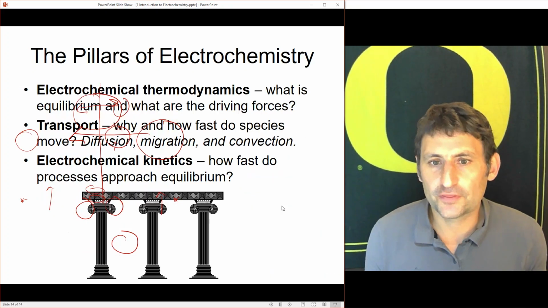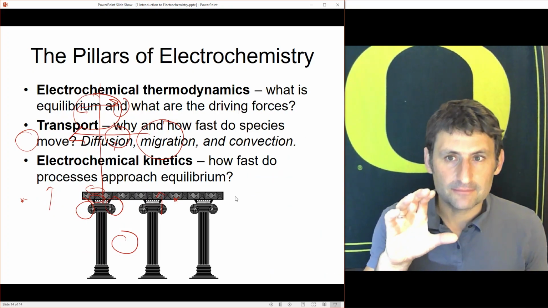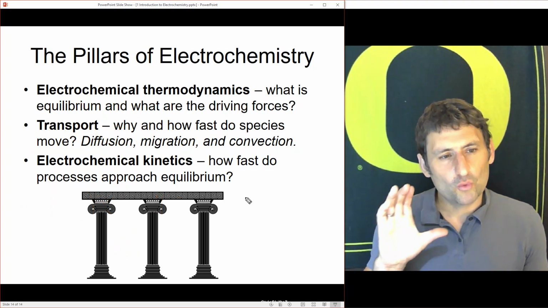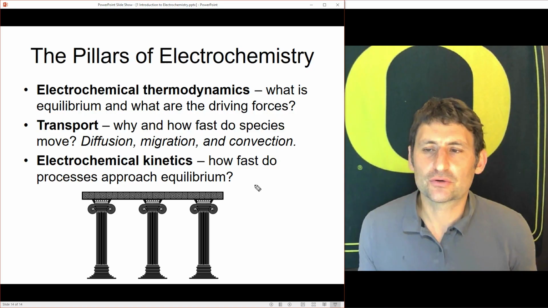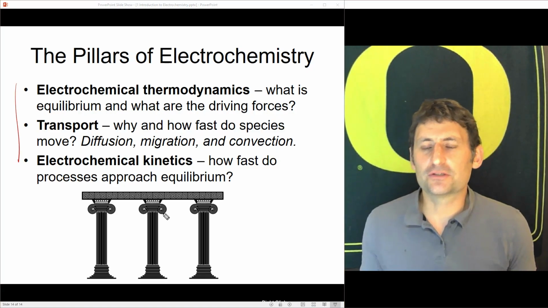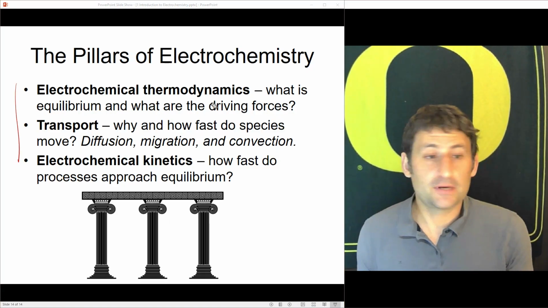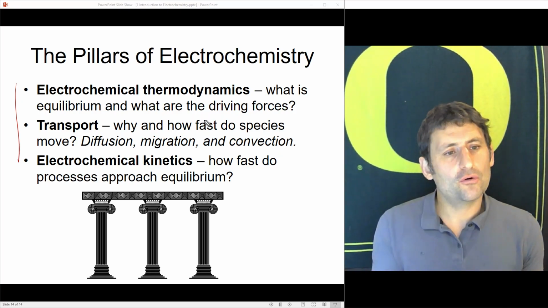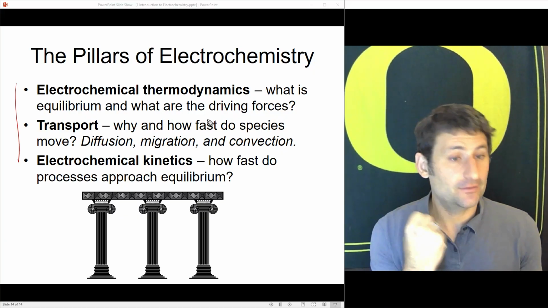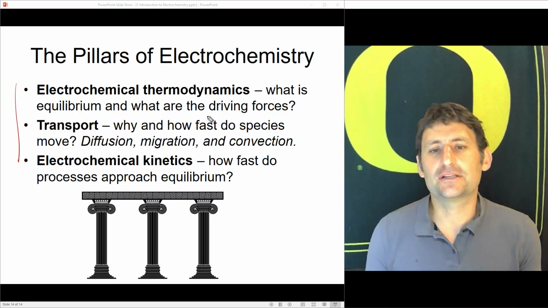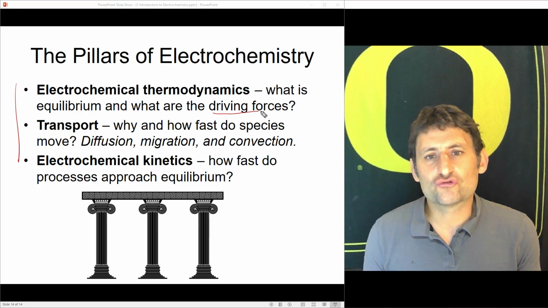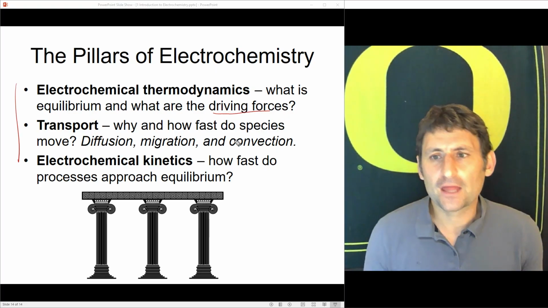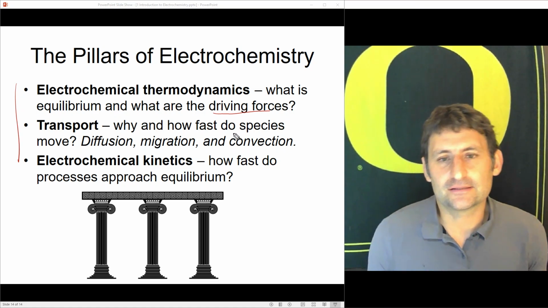Okay, so with that, I'd like to now get to the meat of electrochemistry. So that was the excitement. And now I want to talk a little bit about what are the pillars of electrochemistry that we're going to cover in this course. And there's really three, okay? Three pillars of electrochemistry. One is electrochemical thermodynamics. And thermodynamics is a science that tells you what is the equilibrium state of a system, and how do we calculate that and understand that? And then how do we figure out what the driving forces are for a system to reach equilibrium, that may not be in equilibrium. But it doesn't tell us anything about how fast the system reaches equilibrium.